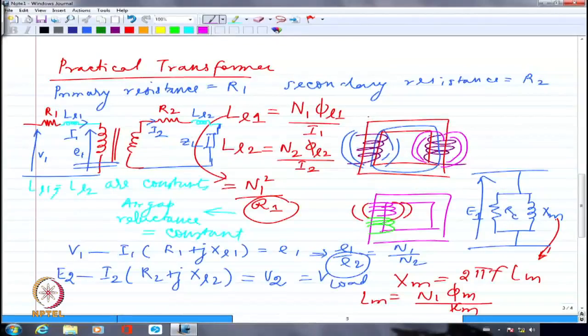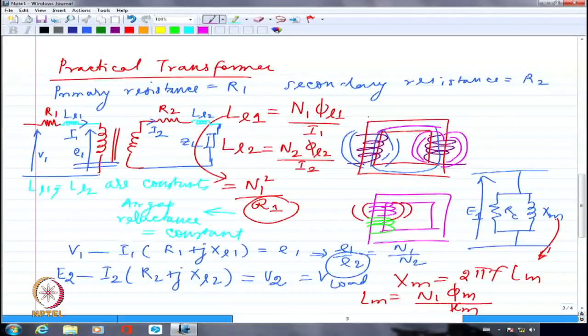You got the point that Xm is 2 pi f Lm? No. Okay. Basically, we are establishing a flux in the core. To establish a flux in the core, we need some current called magnetizing current if the permeability is not infinity. So, you need some amount of current. And that current flowing through the coil wound around the core is establishing the flux. This can be represented by an inductance.